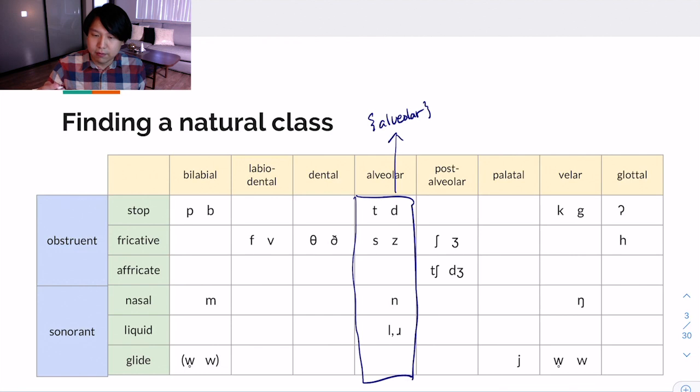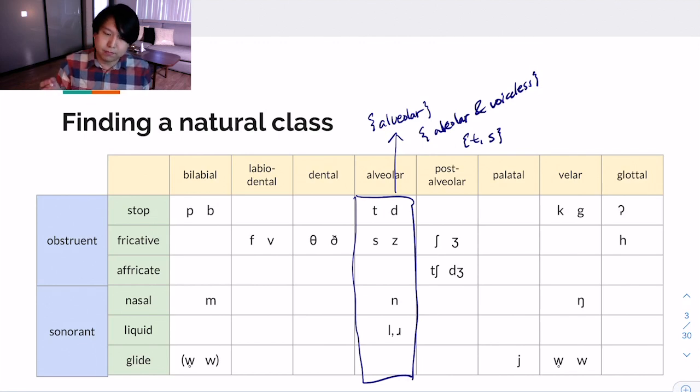Or a natural class can be defined by multiple features, multiple traits. So, for example, if I choose only alveolar and voiceless, how many do you think there are in this natural class? There are seven alveolar consonants. All the voiceless consonants are on the left side of each cell. So there are T and S. T and S form a natural class called voiceless alveolar.